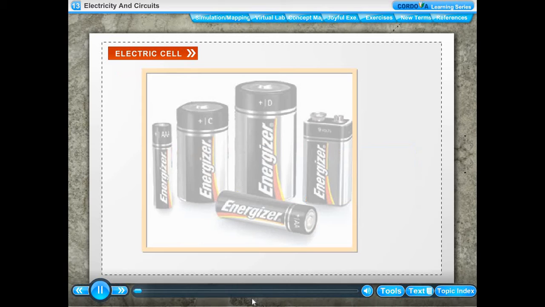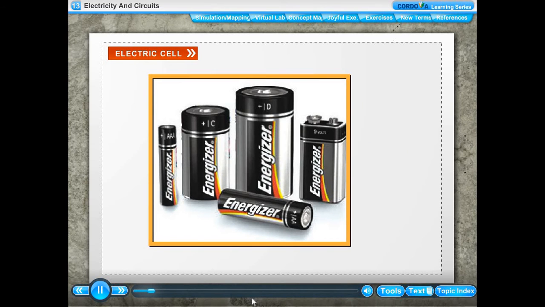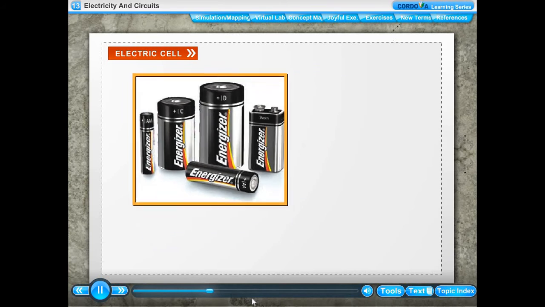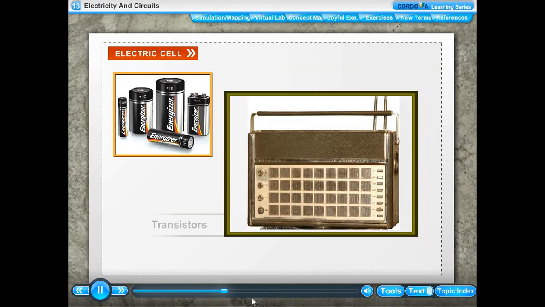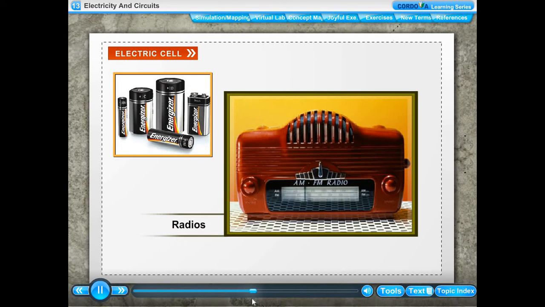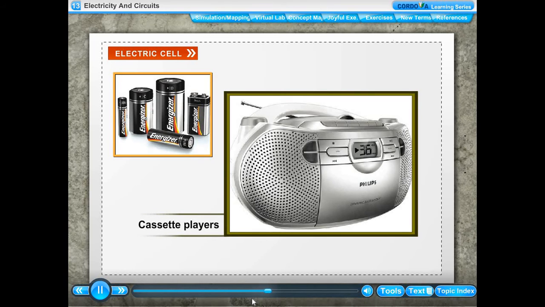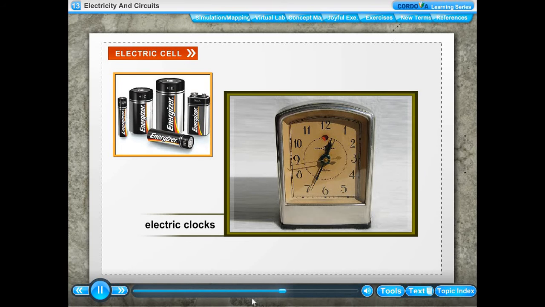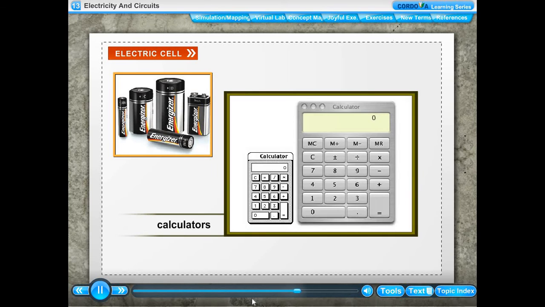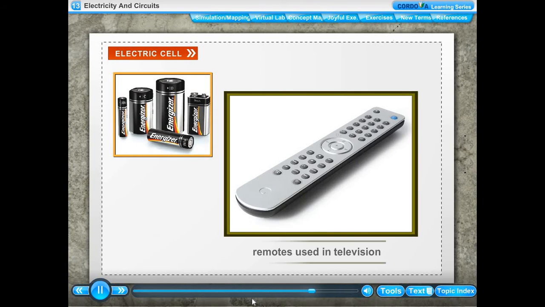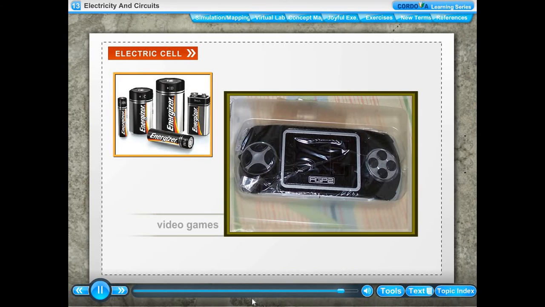Electric cell. We have learnt in activity 1 that in an electric torch, the electric cell is the source of electricity. The electric cells are a common source of electric energy for many purposes. Besides electric torch, electrical cells are used in transistors, radios, cassette players, electric clocks, battery-operated toys, calculators, wristwatches and remotes used in television, camera and video games.